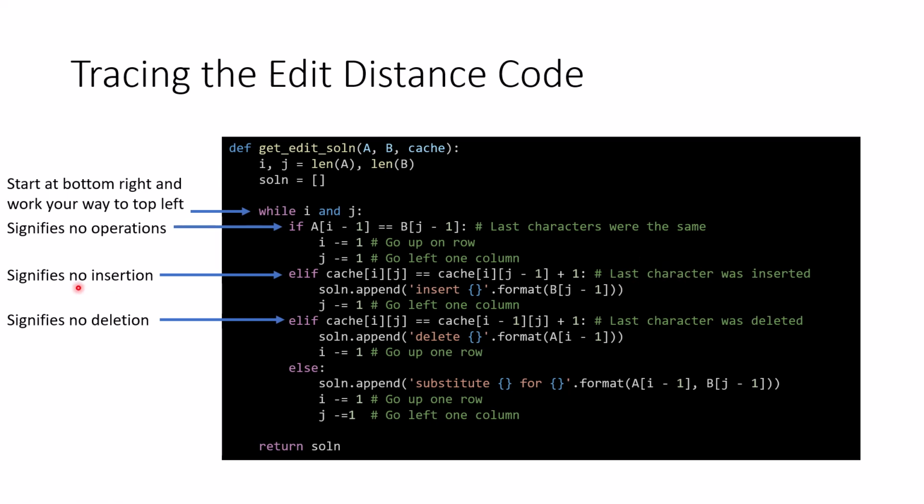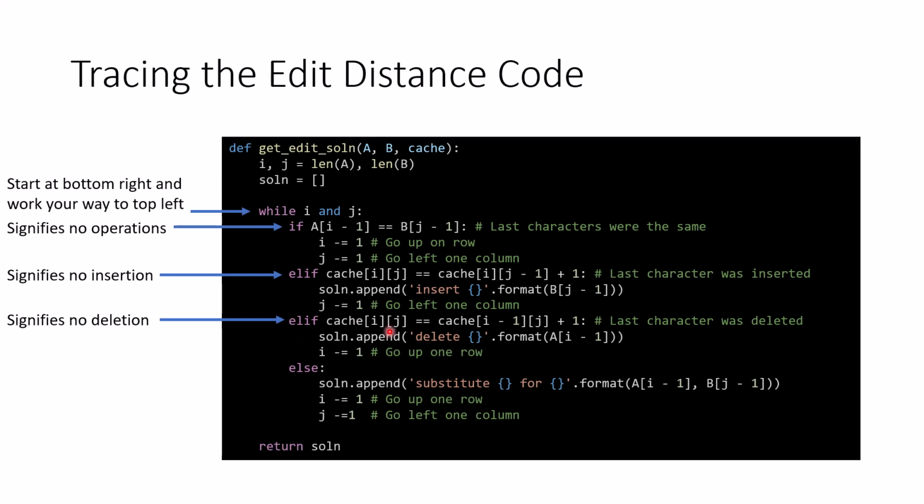Excuse this typo here, that there should not be a "no". It just signifies an insertion, not a "no". That was probably a copy paste error. So that corresponds to an insertion. And then after we do that, we just decrement the column by 1. So we do j minus equals 1.